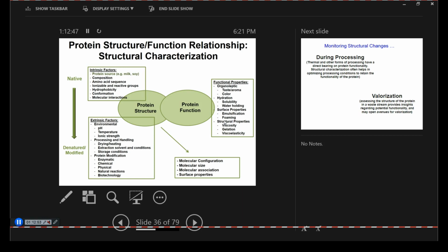The size of the protein is impacted by the amino acid sequence. How many amino acids do we have? That will dictate molecular size. The association of the proteins into dimers, trimers, hexamers also impacts the total molecular weight of the quaternary structure. And then the ionization and hydrophobicity impact surface properties and how the protein interacts in the environment with water, with salts, with sugars, with fat.